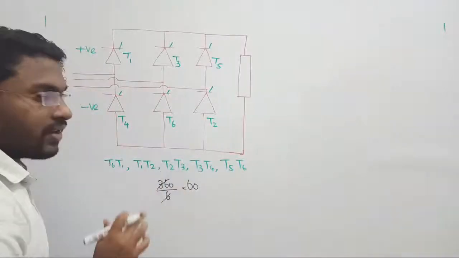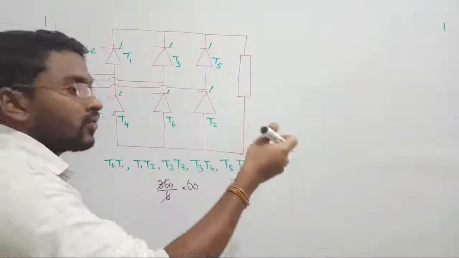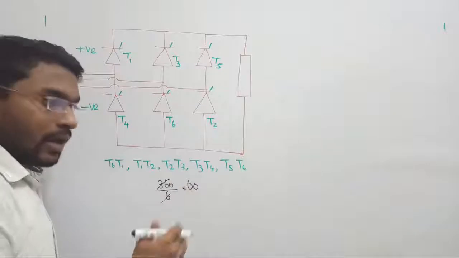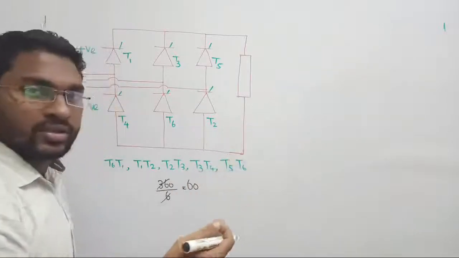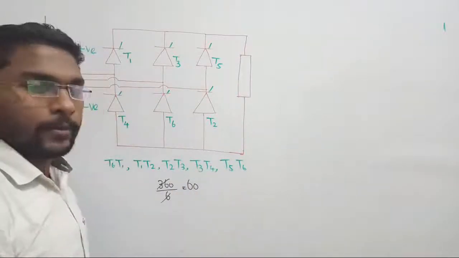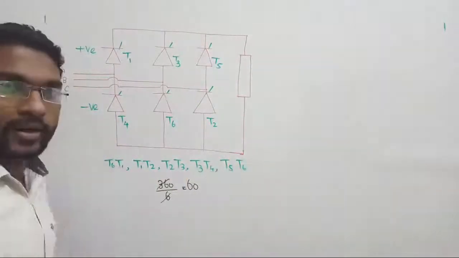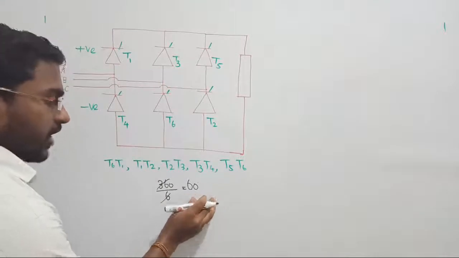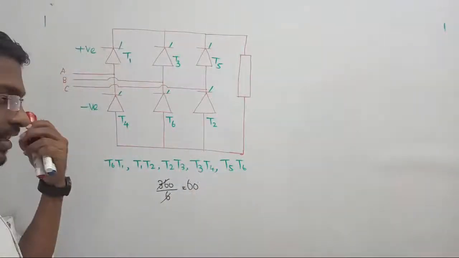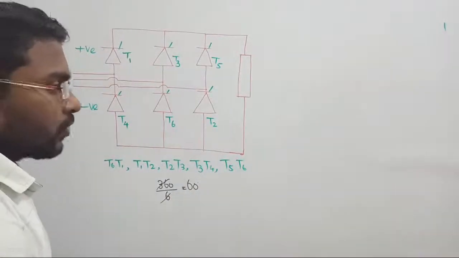At 150, T3 will be triggered. From T3 again after 60, at 210, T4 will be triggered. After 60, that is 270, T5 will be triggered. And then at 360, T6 will be triggered, and the sequence is repeated. Clear? That is how we find the triggering period of the thyristors. Yes. Next, what are we going to do?